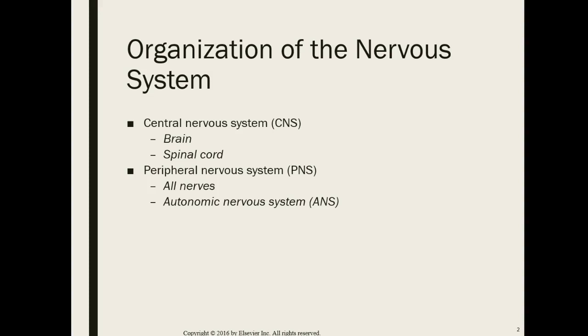So if you think of that central location down the center of the body, the brain and the spinal cord are located. Then we have the peripheral nervous system, which is going to include all of the nerves, and then the autonomic nervous system, which is responsible for regulating involuntary functions. So this includes heart rate, breathing, and digestion.